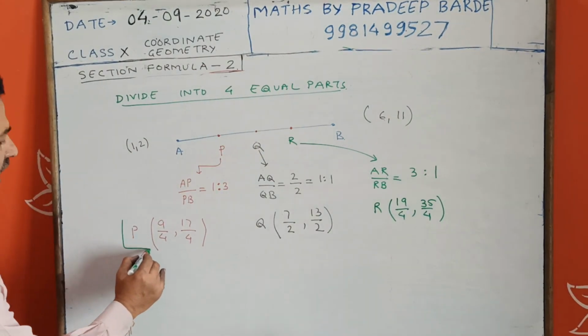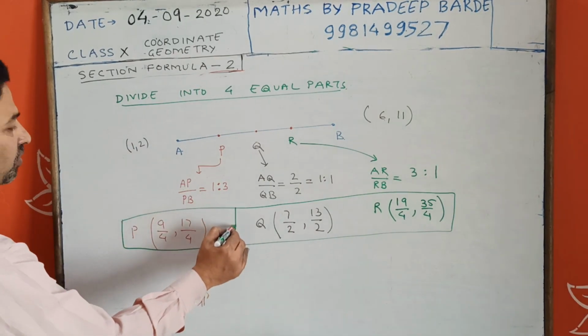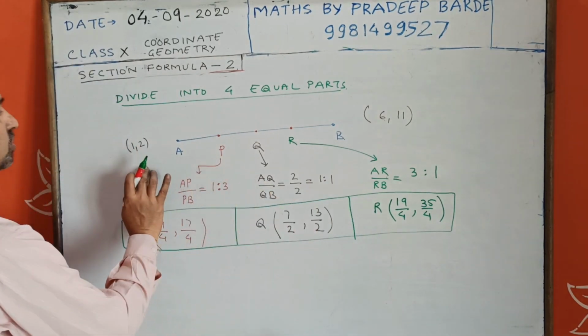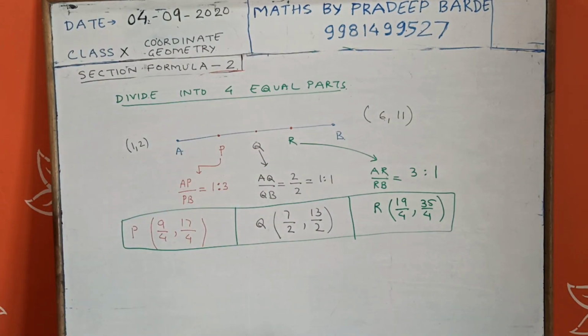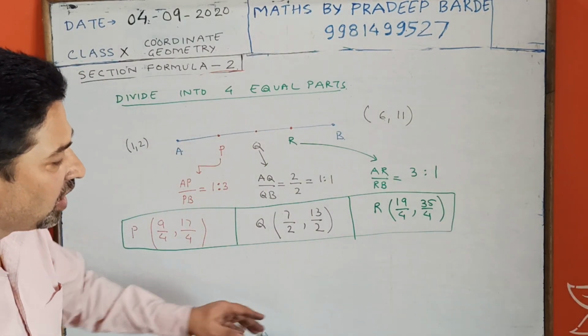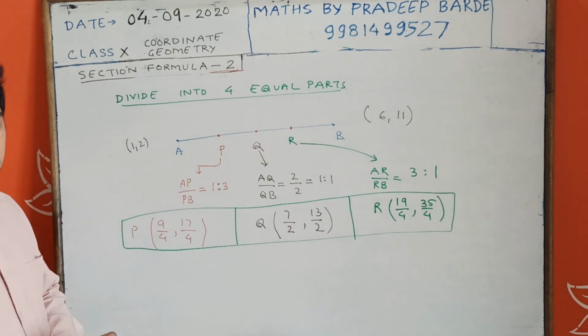So these are the 3 points which divide the line segment joining A and B into 4 equal parts. तो बच्चों ये जो 4 equal parts का कॉन्सेप्ट है आप इसको मिड पॉइंट के कॉन्सेप्ट से भी कर सकते हैं. हम आगे डिस्कस करेंगे नेक्स्ट वीडियो में.